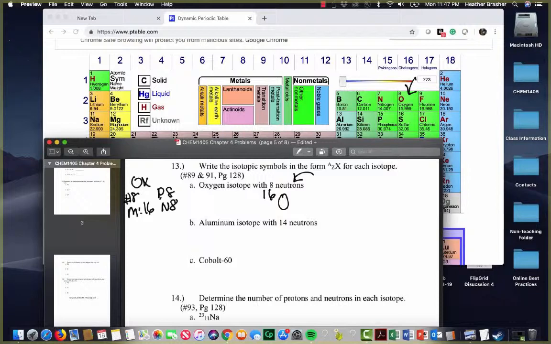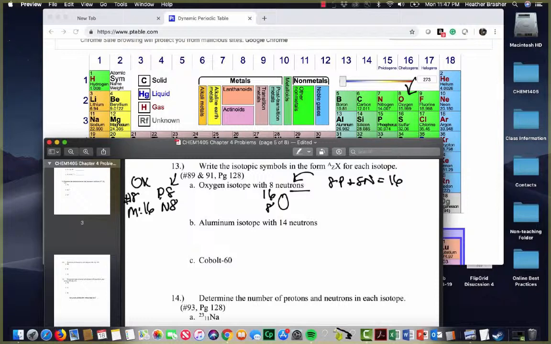For our mass number. And then for our atomic number, we have the regular old 8. And the reason why is we have 8 neutrons, right? So you go 8 protons plus 8 neutrons equals 16.